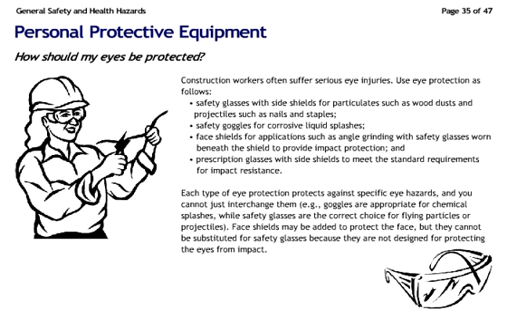Each type of eye protection protects against specific eye hazards, and you cannot just interchange them. That is, goggles are appropriate for chemical splashes, while safety glasses are the correct choice for flying particles or projectiles. Face shields may be added to protect the face, but they cannot be substituted for safety glasses because they are not designed for protecting the eyes from impact.